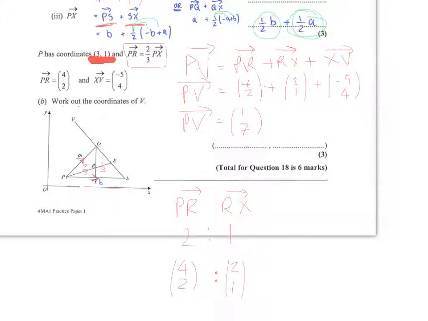So I need to take my coordinate point 3, 1, and I need to go 1 right and 7 up from the point 3, 1. So 1 right would take me to the coordinate point 4. 7 up, well, I'm going from 1 up 7, taking me to 8. So the coordinates of v are 4, 8.